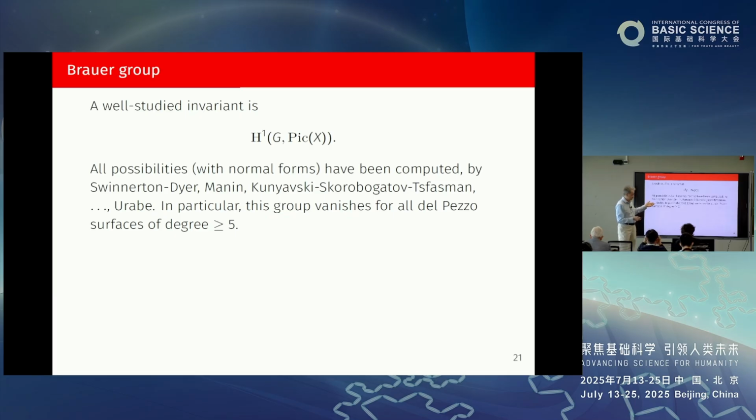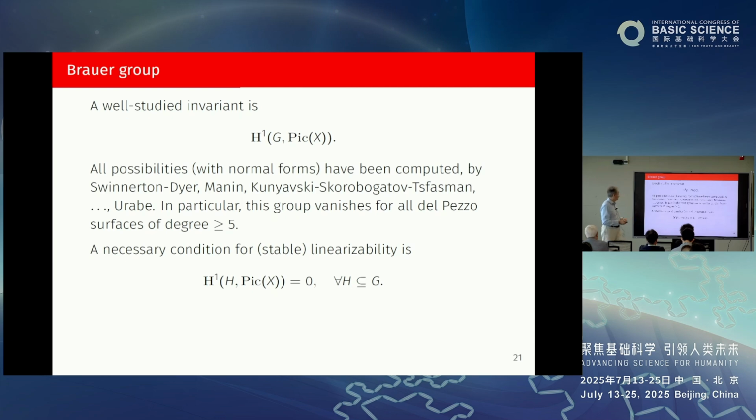You compute for the representation Picard. And so this group vanishes for all del Pezzo surfaces of degree bigger than or equal to 5. And then there is a big paper by Kunyavskii, Skorobogatov, Tsfasman, where del Pezzo surfaces of degree 4 have been completely described, studied, and so on. Anyway, so this group is known.